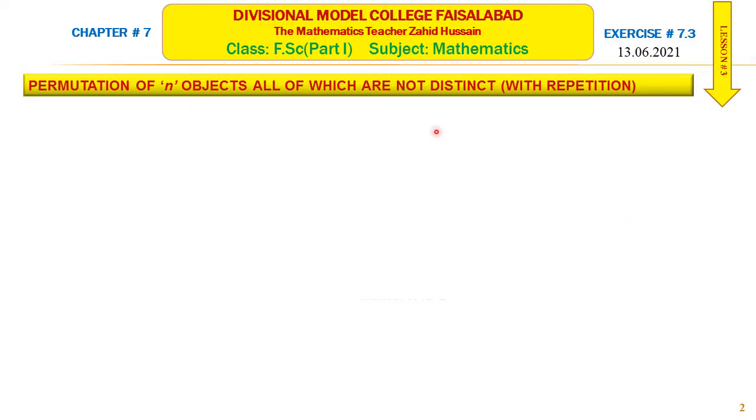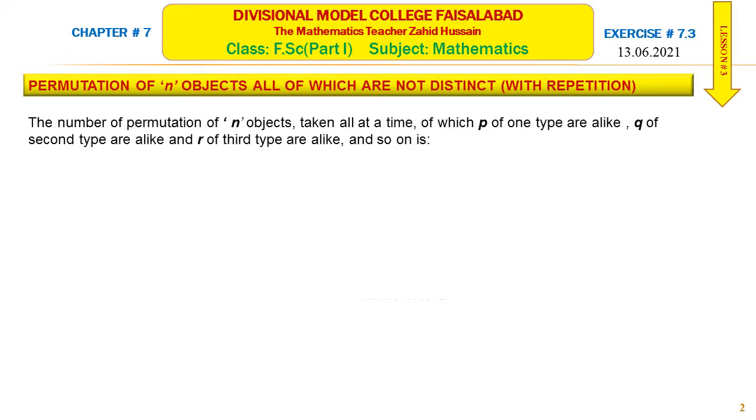Permutation of n objects, all of which are not distinct. Earlier, we have studied permutation of n distinct objects taken all at a time, which is n factorial, and permutation of n different objects taken r at a time, which is nPr. Today, in this lesson, we will study permutation of n objects, all of which are not distinct.